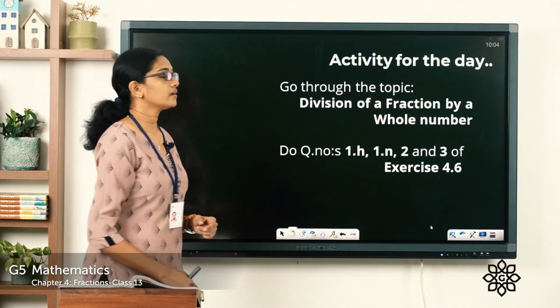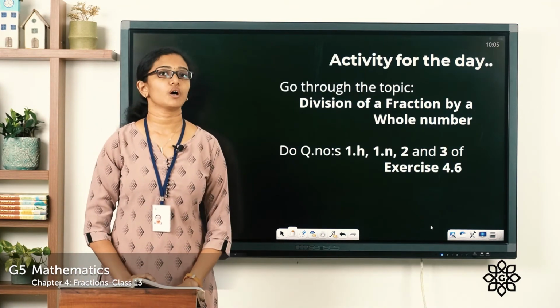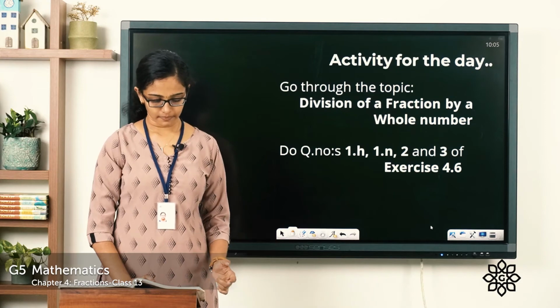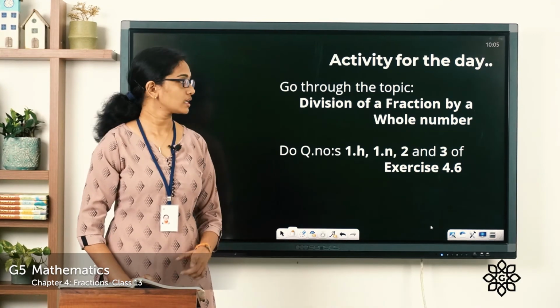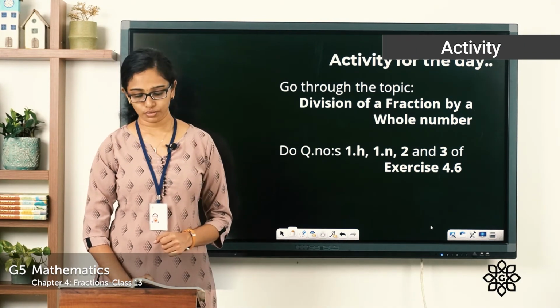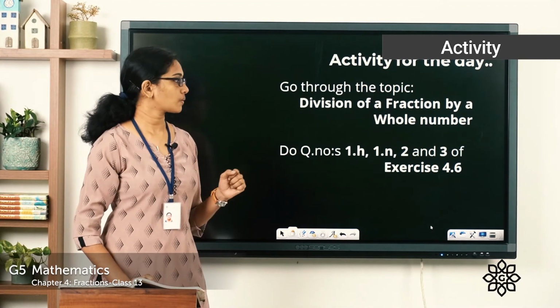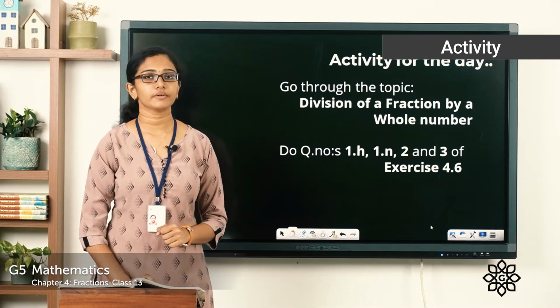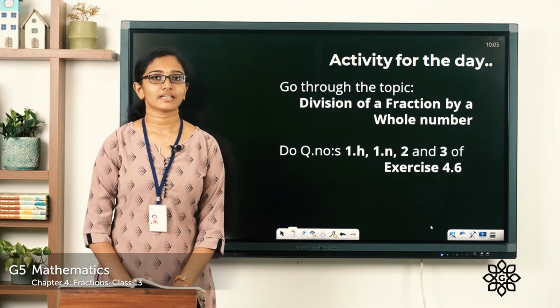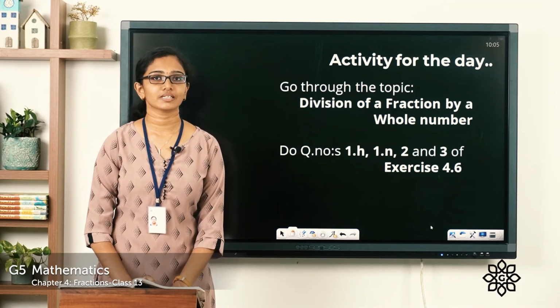Clear? Now, we can go through the topic division of a fraction by a whole number on page number 72 of your textbook. Once you are done with that, please move on to exercise 4.6. You have to complete questions 1H, 1N and the question numbers 2 and 3. Once you are done with that, please take a picture and send it to us through Teams.